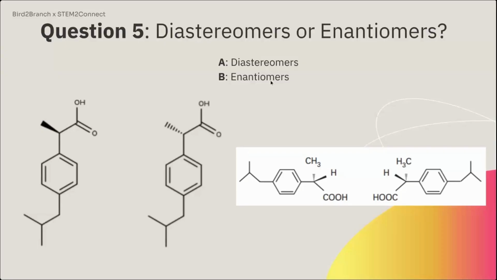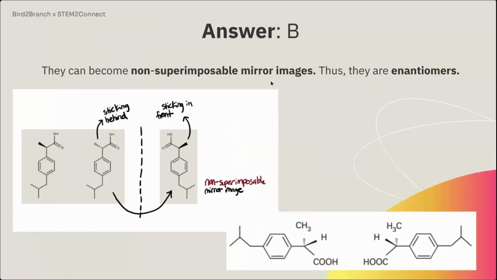Okay, I see an overwhelming amount of B's, and that is correct. These are enantiomers, and if that confuses you, that's because when you reverse this one, the part that is sticking behind ends up sticking in front. So it actually looks like the mirror image of the first one. But when you move it on top, it's still non-superimposable. Does that make sense to everybody?